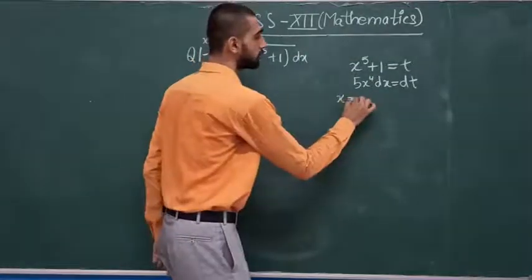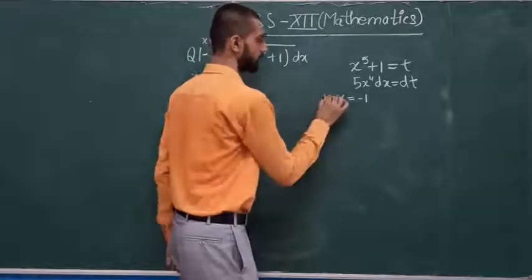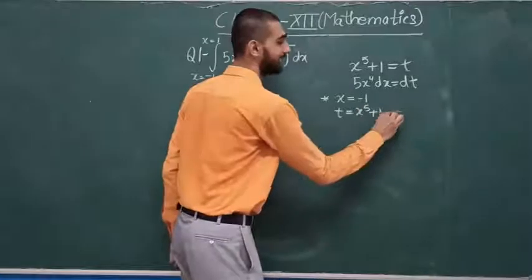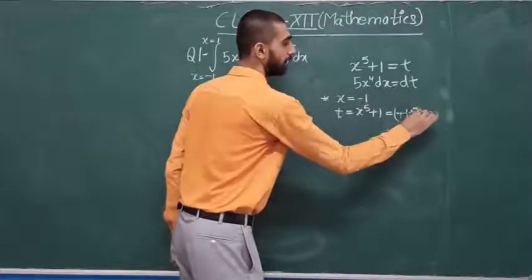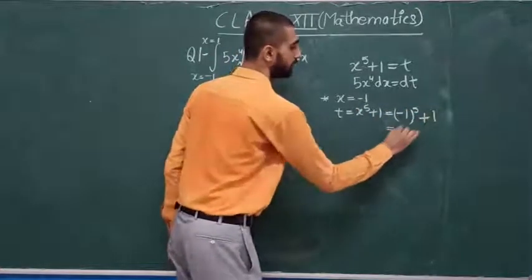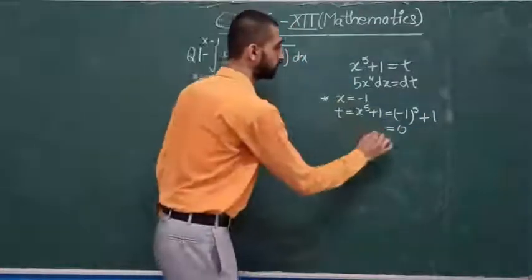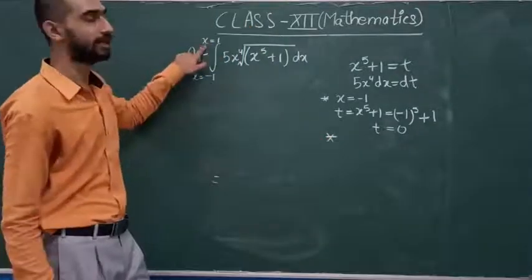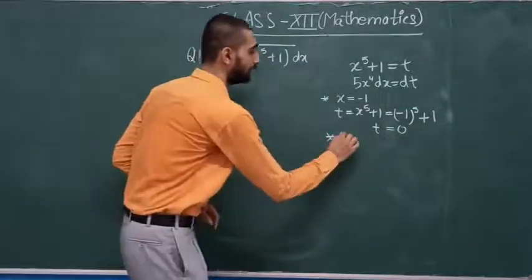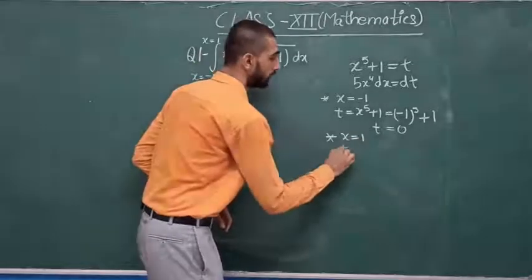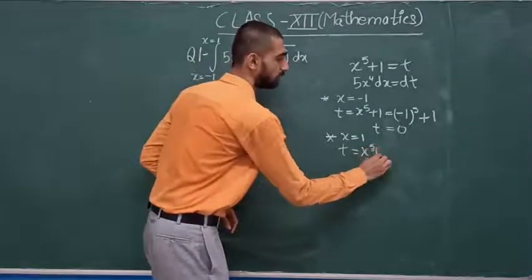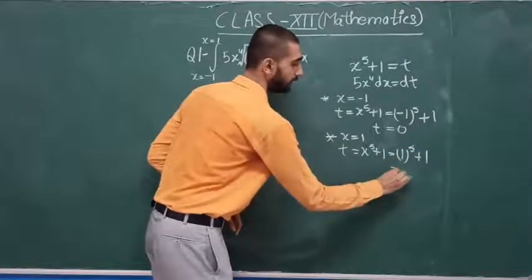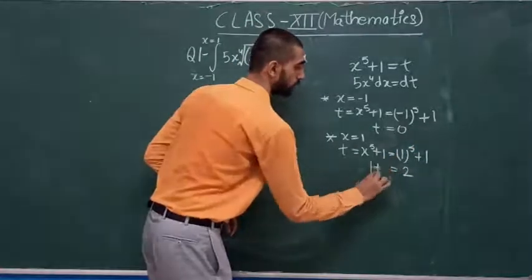When x equals minus 1, first case, then t will be x to the power 5 plus 1, that is minus 1 to the power 5 plus 1, and it will become 0. So for x equal to minus 1, t equals 0. And in the second case, for upper limit x equal to 1, t equals x to the power 5 plus 1 again, and it will give 1 to the power 5 plus 1. It will become 2.